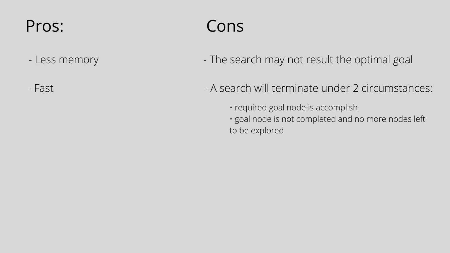Although there are several advantages, there are disadvantages too. The search will stop under two circumstances. First, it requires goal nodes in order to accomplish the task, and the other one is the goal node could not be accomplished and there are no more nodes to be explored. Therefore, the search may not result in the optimal goal.